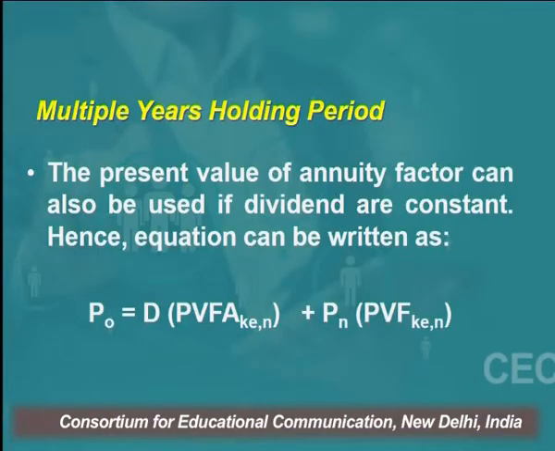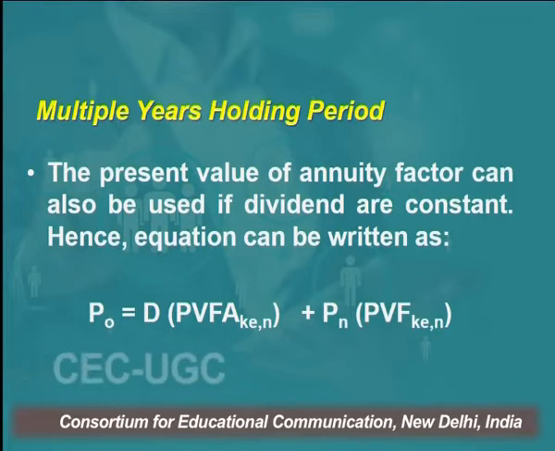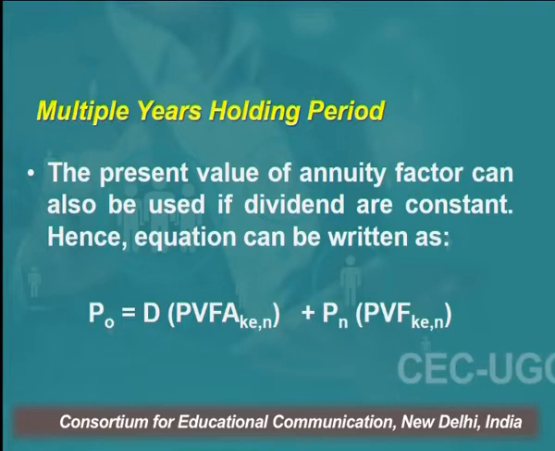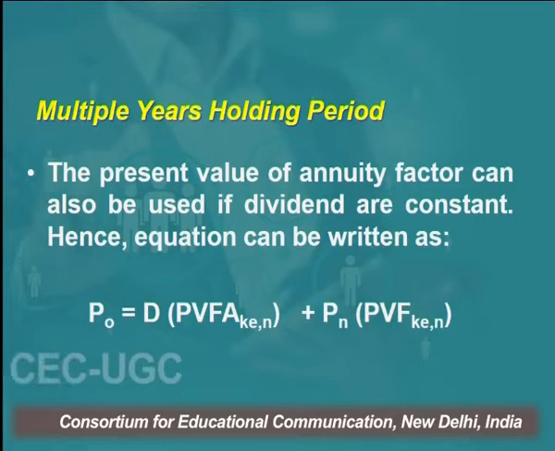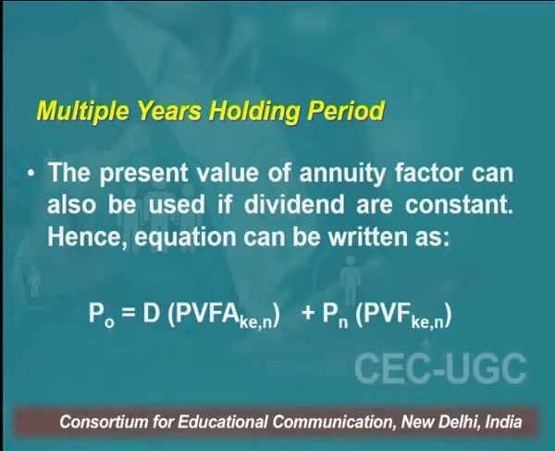The present value of annuity factor can also be used if dividends are constant. Hence, the equation can be rewritten as P0 is equal to D, the dividend which we are expecting, multiplied by the present value annuity factor at the Ke rate for n years, plus Pn multiplied by the present value factor at Ke rate for the nth year. So any number of years.